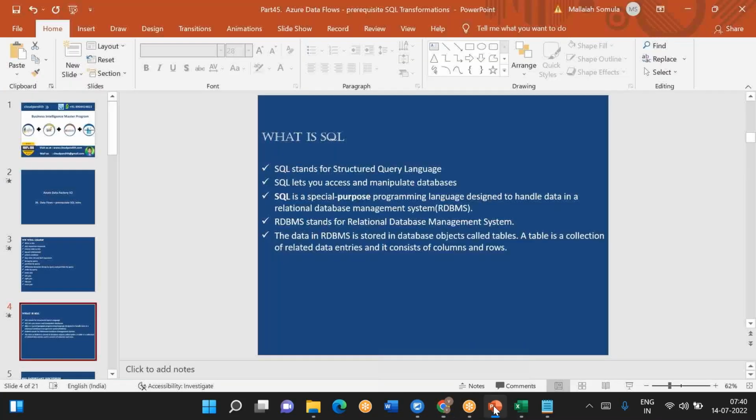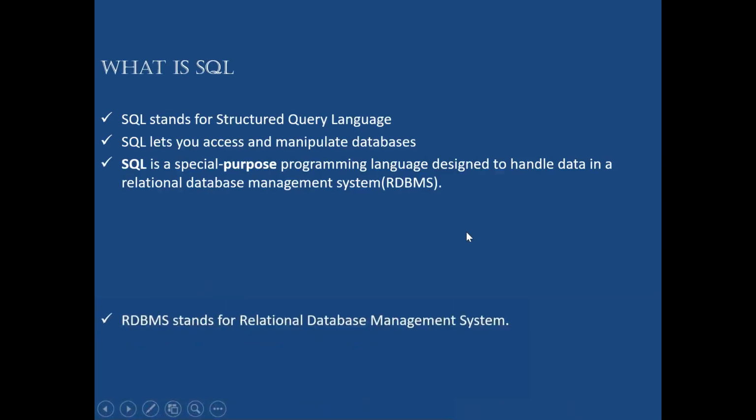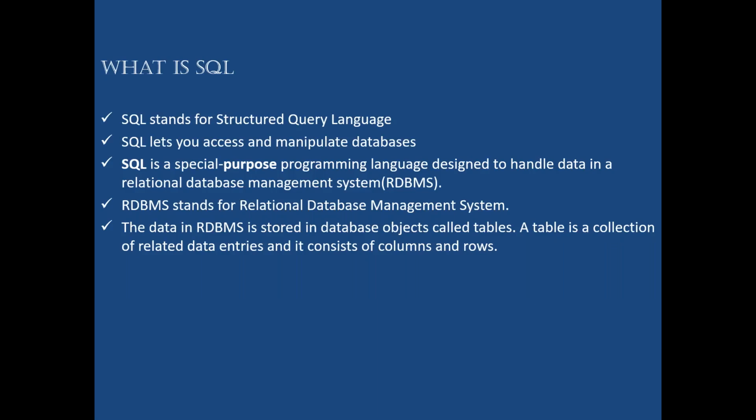Now let's move on. You understood, right? Relational database management system. What is a relational database management system? Next. Data in an RDBMS is stored in database objects called tables. In the database, are we going to store data in files or tables? Tables. So that's why we store data in an RDBMS in the form of tables.